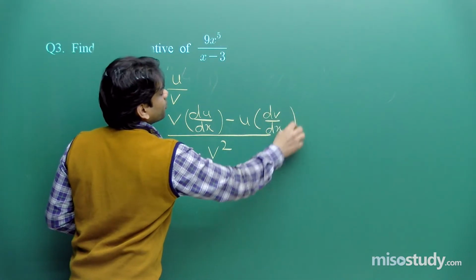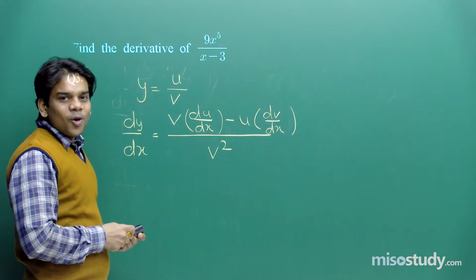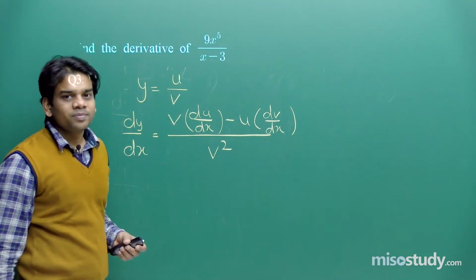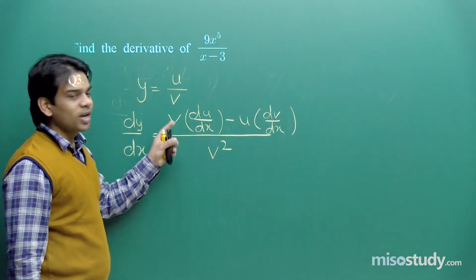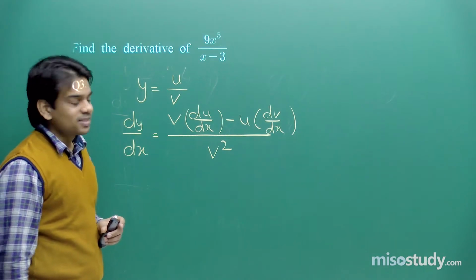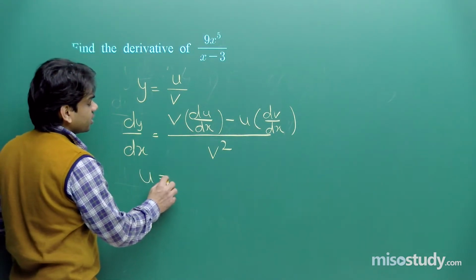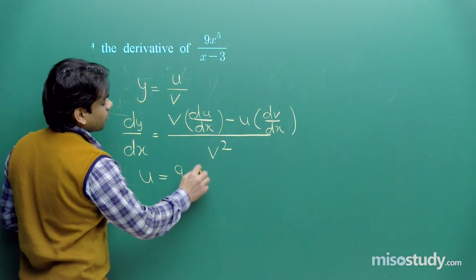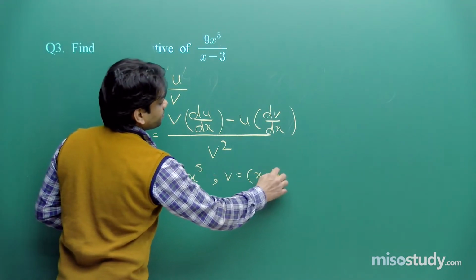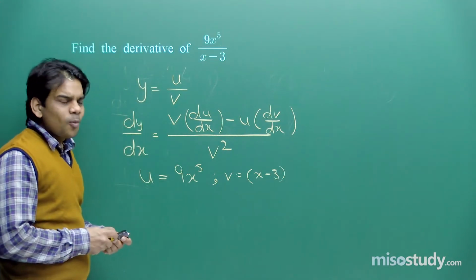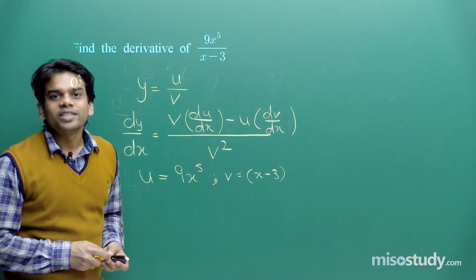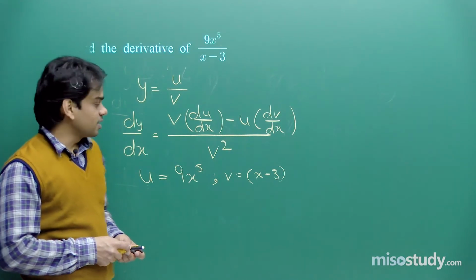This is what I told you while giving the formula for differentiation of a function when two functions are in division. We are going to use the same formula here. Here u is 9x power 5 and v is x minus 3. So can we directly use the formula? Yes, we can. Let's put in all the values and differentiate them. We are going to get the result quite simply.